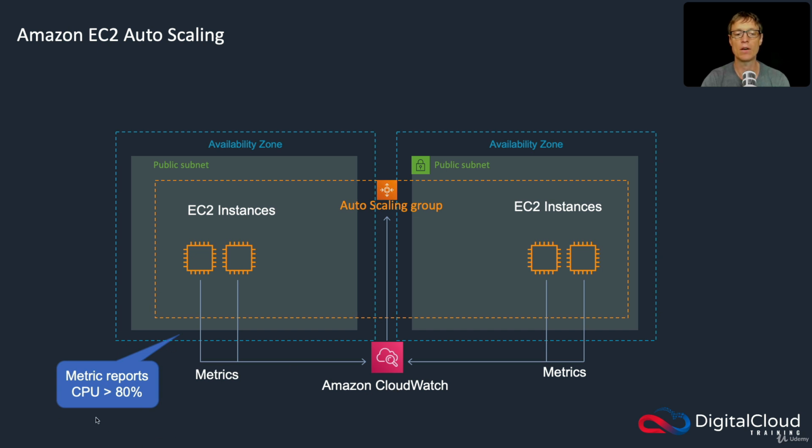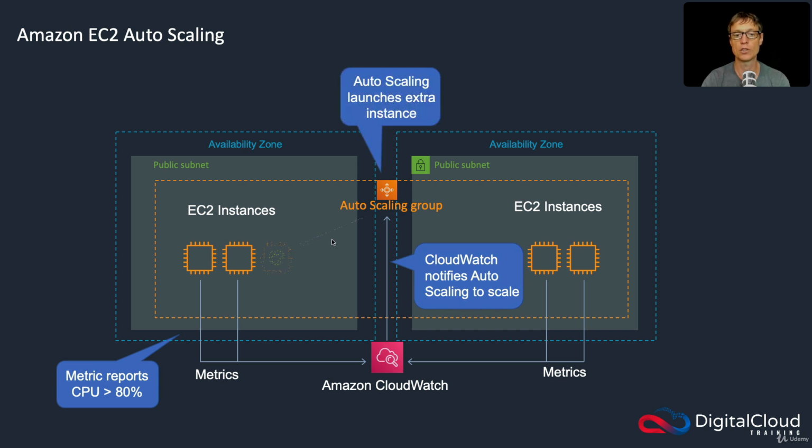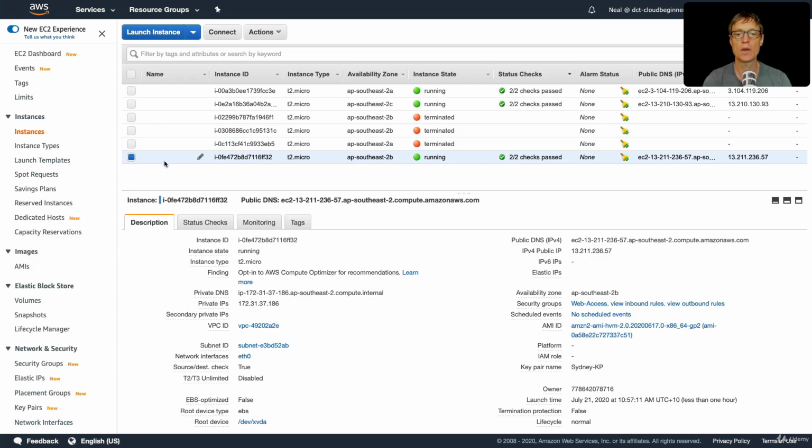So we're going to say that when our CPU hits a certain threshold, then CloudWatch should notify auto-scaling, and auto-scaling should then launch an additional instance. So let's see how we go about doing this. What we're going to do is log into our EC2 instances, all three of them.